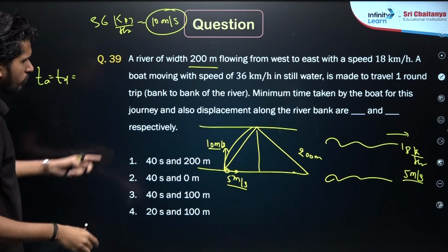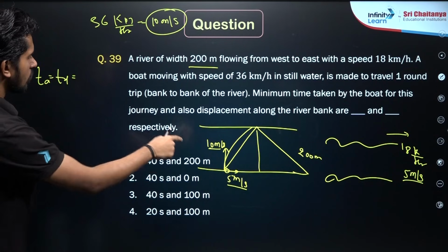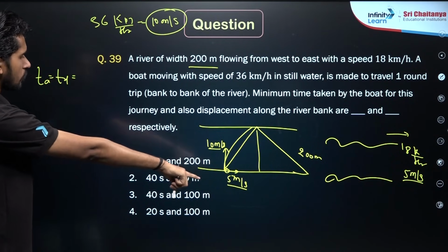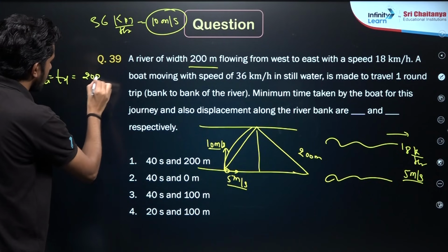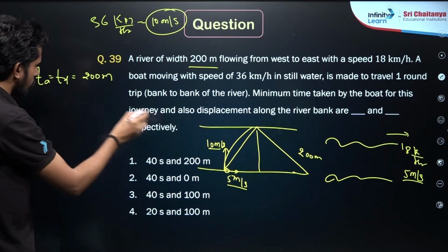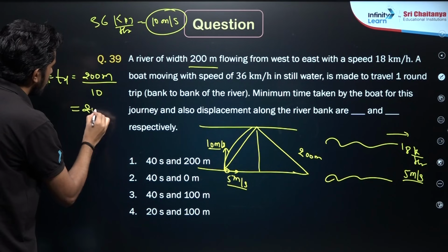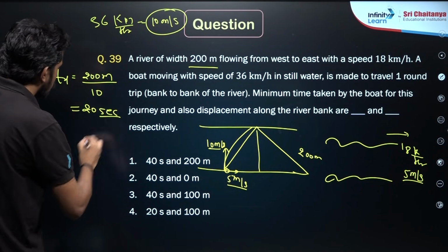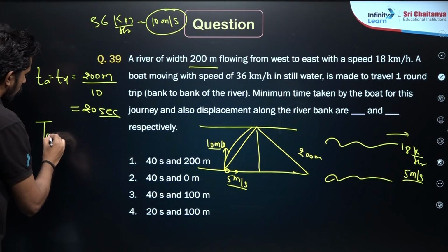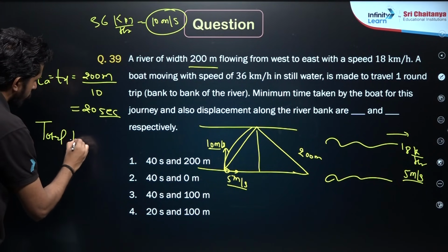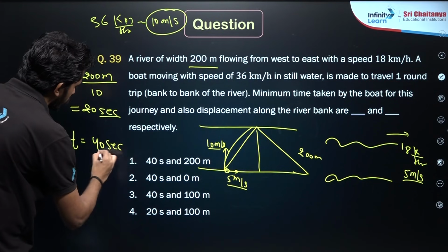So how would that be? Distance, that is 200 meters, separation is 200 meters, speed is 10. So 20 seconds. So this is the time of ascent and descent. Total time is 20 plus 20, 40 seconds.